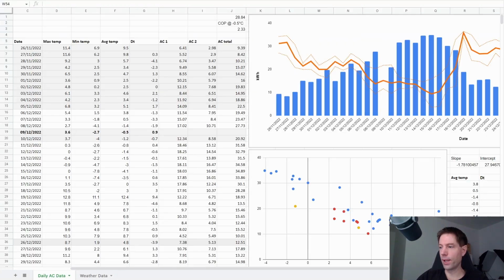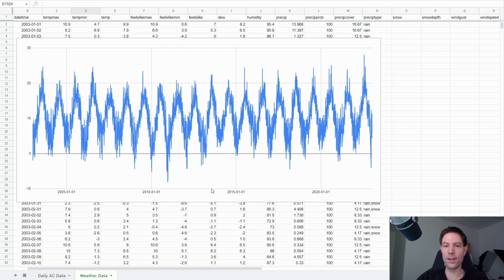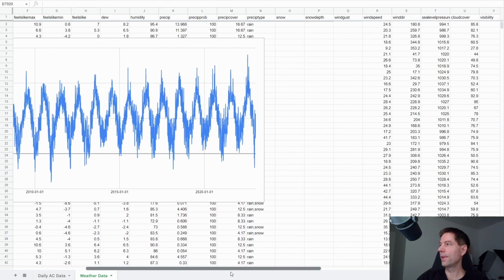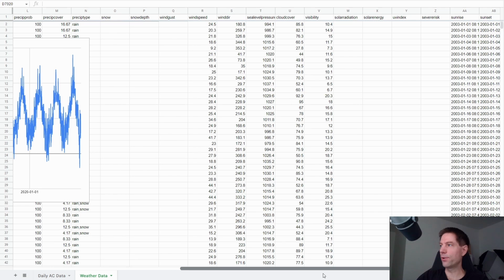So let me show you what that looks like on this tab here. This is the weather data for the last 20 years for my location where I live. And what I plotted here is the average temperature, but you can see we get a whole load of different metrics. We've got the maximum temperature, the minimum temperature, the average temperature, what it feels like based on things like wind chill and all that other stuff, and a load of other stuff. Just tons and tons of different metrics.